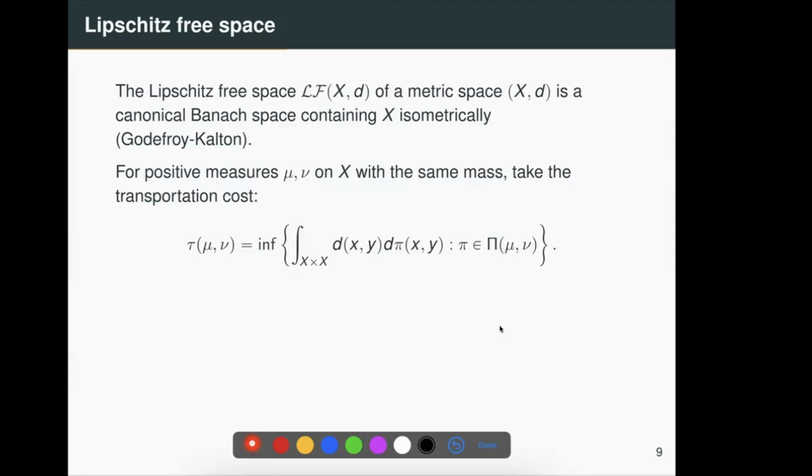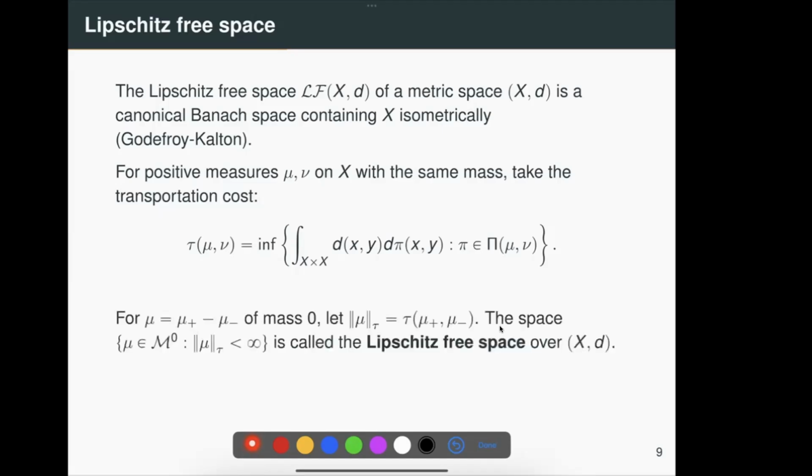Here you consider the transportation cost in L1. Taking two positive measures on a space, you consider the transportation cost. It goes over all couplings between these two measures, and you look at the cost to transport mu into nu. In L1, this is also called the Kantorovich distance or Wasserstein-1 distance, many different names. Then the Banach space is all these total mass 0 measures. You have a signed measure, you consider the positive part and the negative part, and the norm is the transportation cost between the two. This is called the Lipschitz free space.